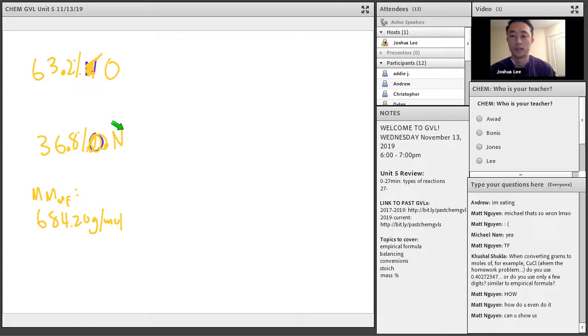So converting grams to moles of CuCl, do you use 0.4027 or do you use a few digits, similar to empirical formula? 0.4.